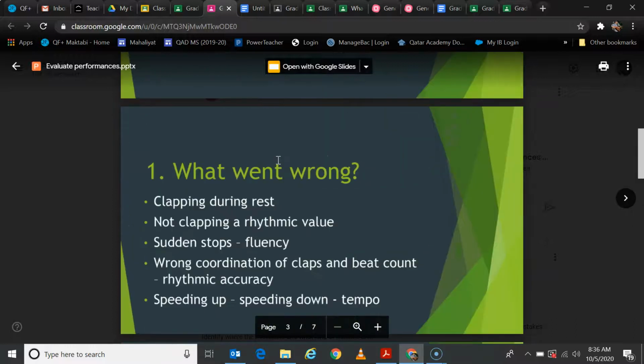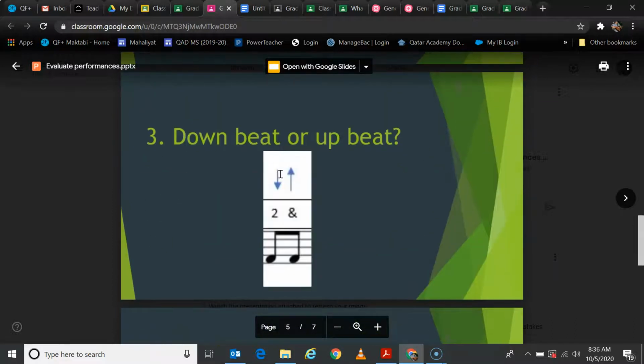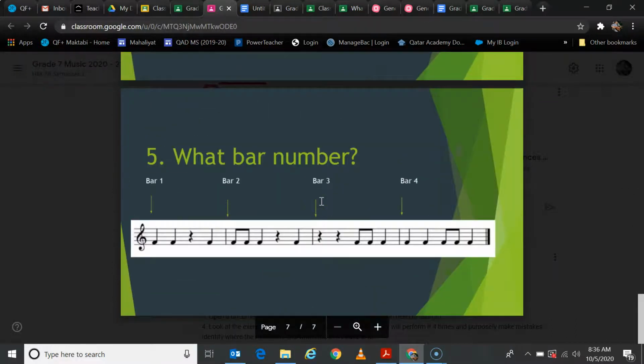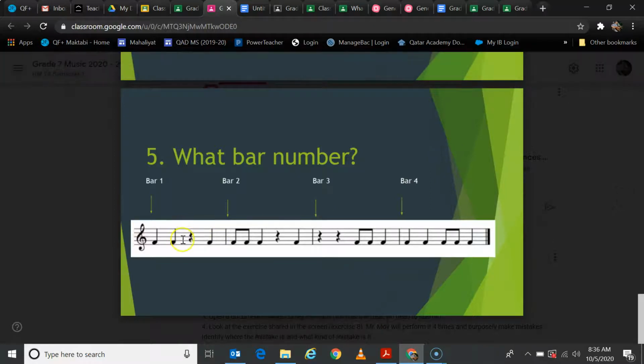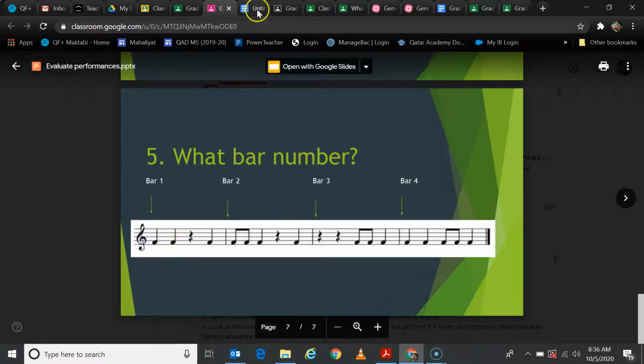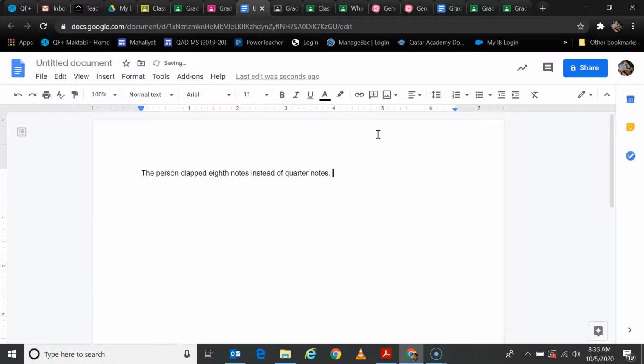Identifying what kind of mistake and the rhythmic values involved. Now, did it happen on the downbeat or in the upbeat? Actually, the mistake was here in the upbeat because I clapped in the upbeat of beat number 2, which I shouldn't have. Okay, so then you continue.